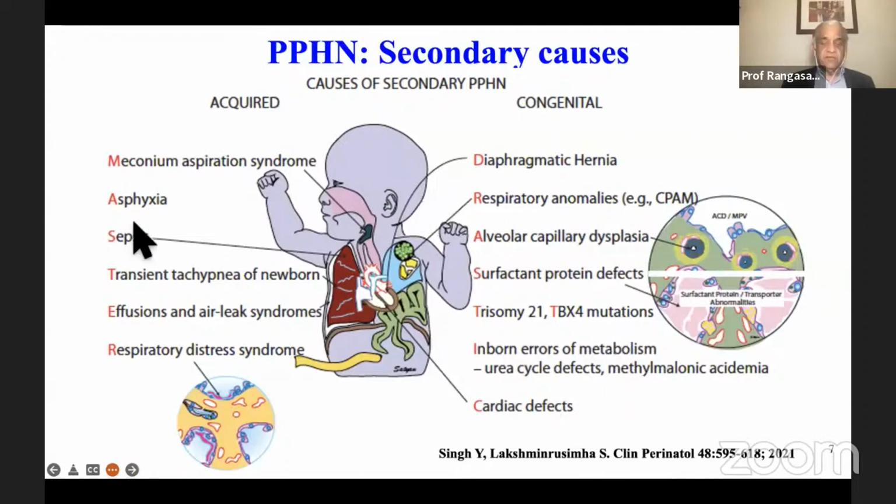Most of the time, we are dealing with acquired conditions. Meconium aspiration syndrome is a classical example of a baby developing hypoxic respiratory failure and pulmonary hypertension. Asphyxia, sepsis, TTM in severe cases, pleural effusions, air leak syndromes, or RDS, classical RDS or ARDS.